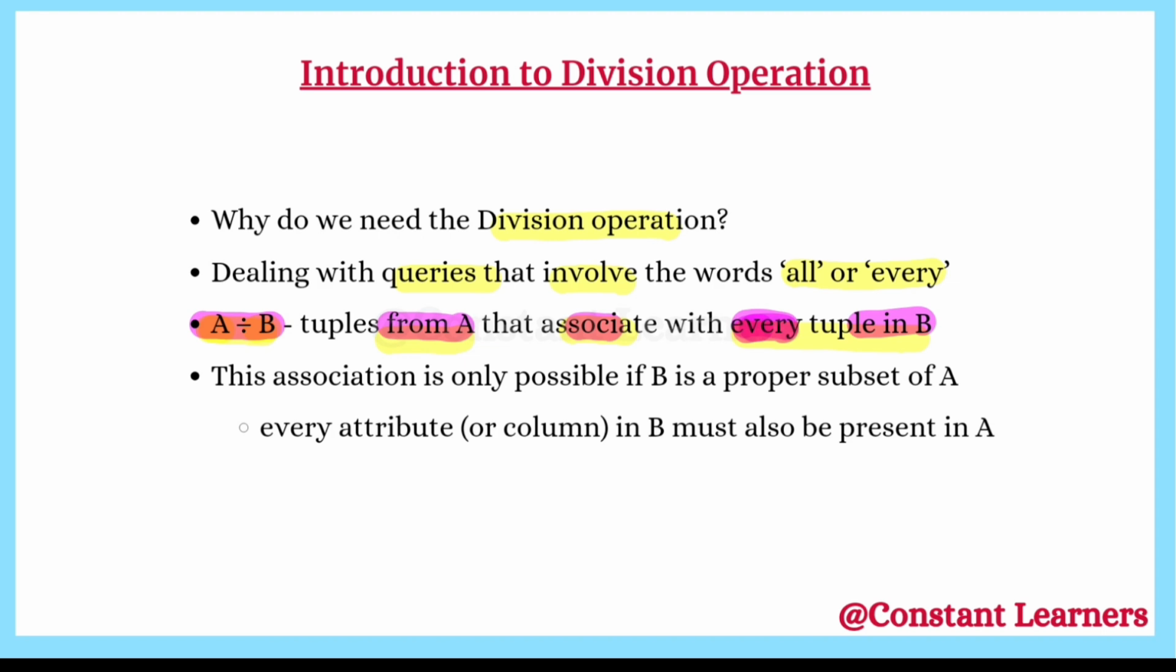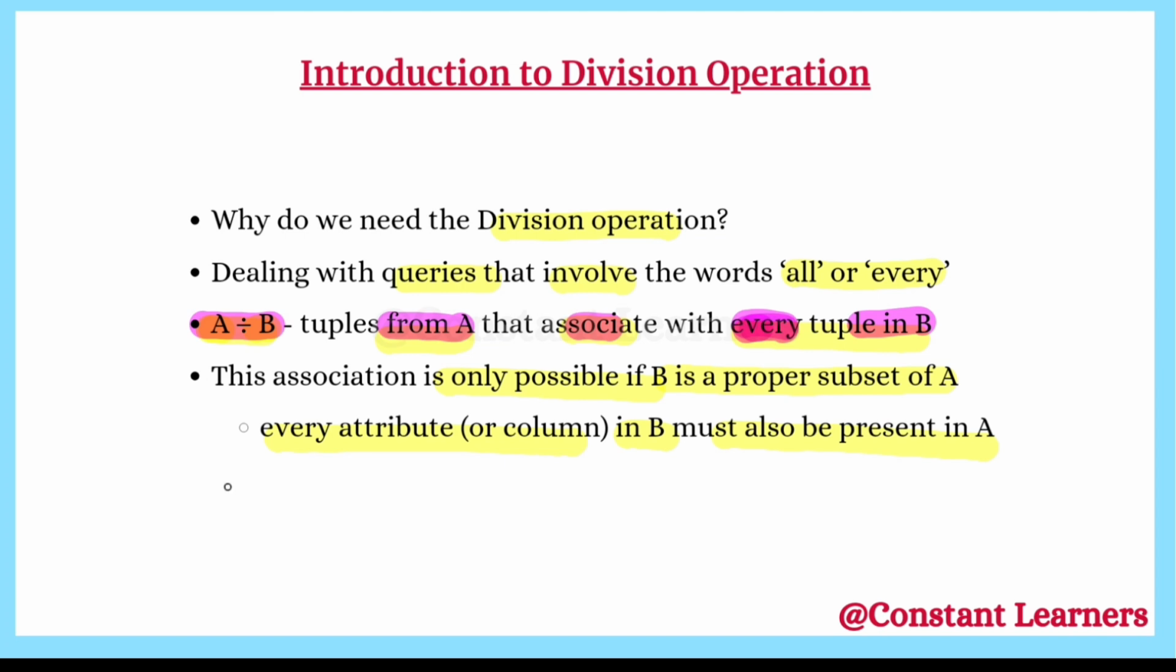But here's the catch. This association is only possible if B is a proper subset of A. What is a proper subset? Proper subset means that every attribute, or every column, in B must also be present in A.